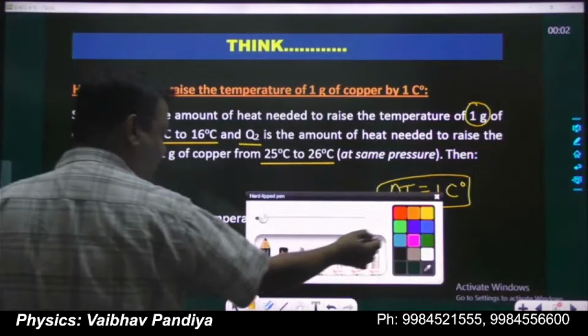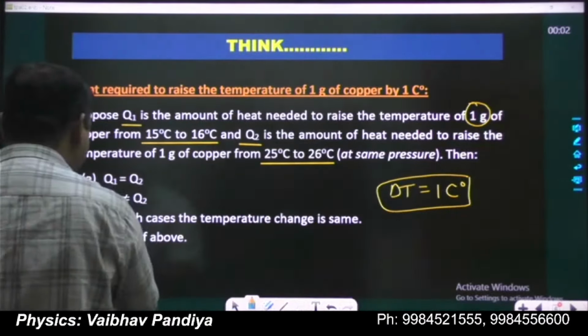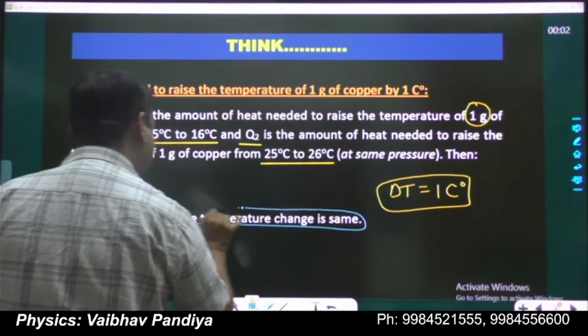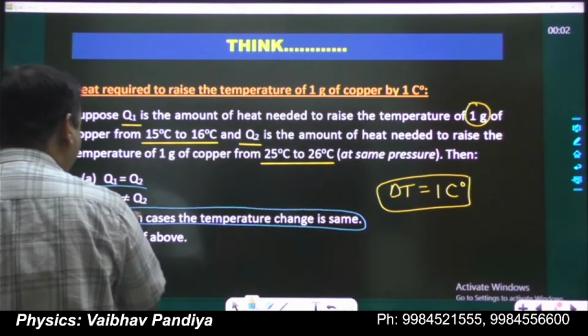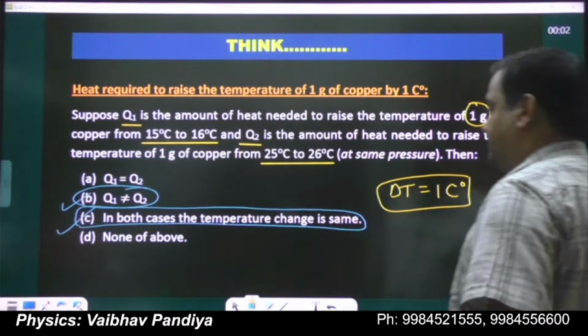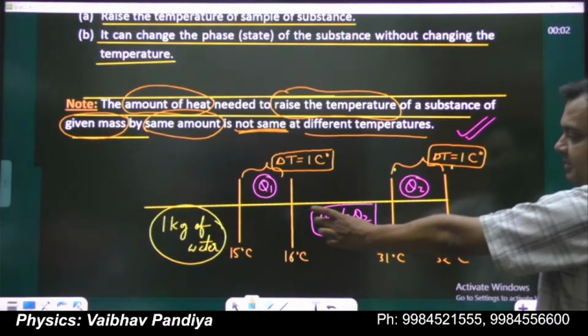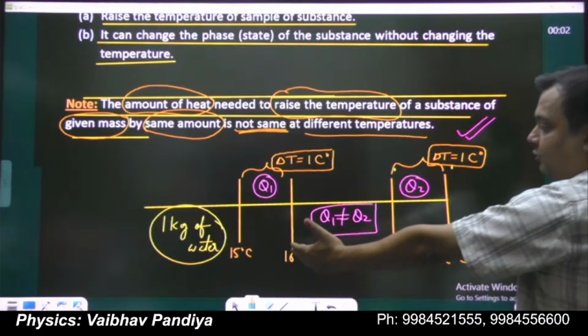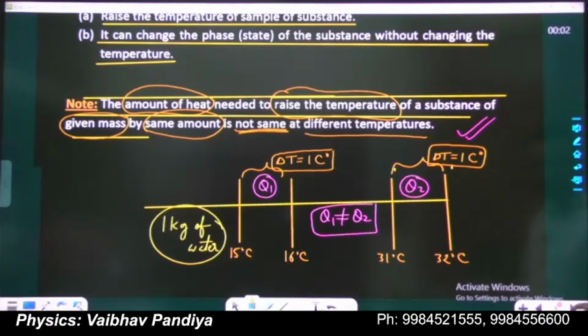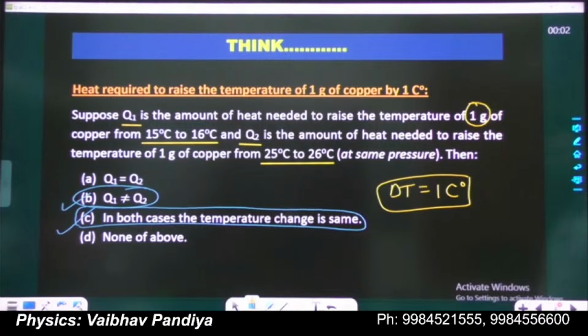So absolutely, option C is the correct option, surely, because in both the cases, the temperature change is the same. And Q1 will not be equal to Q2. We have seen that even when you are changing the temperature by the same amount, the heat needed will not be the same. It will depend on the initial temperature. So Q1 will not be equal to Q2. Okay, so the correct options will be B and C.